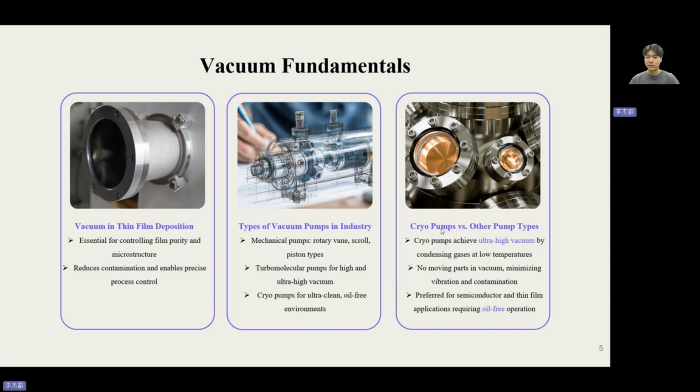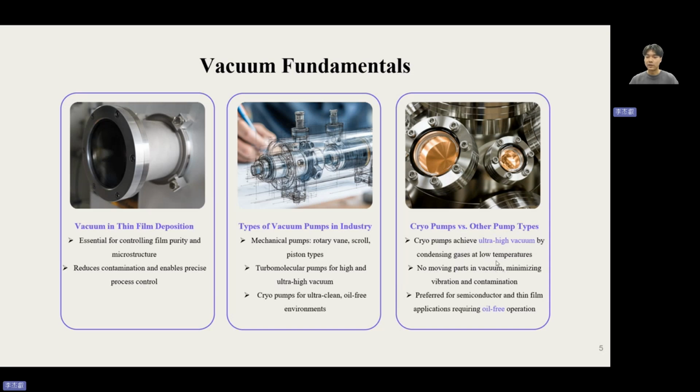In industry, there are several kinds of vacuum pumps. For example, we have mechanical pumps such as rotary vane pumps, scroll pumps, and piston pumps. These are usually used for rough vacuum. Then we have turbo molecular pumps, which are used for high vacuum and ultra high vacuum. And we also have cryo pumps, which are known for being a very clean, oil-free option.